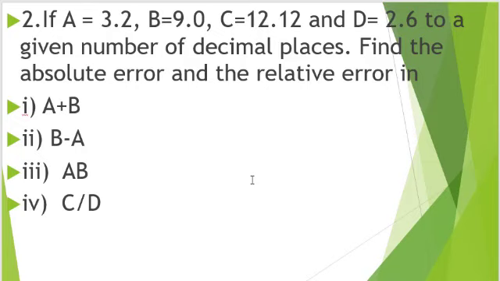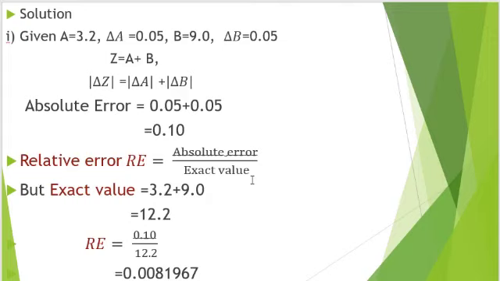That's the first part, Roman 1. Roman 2, B minus A. Roman 3, AB. Roman 4, C over D. Remember here we are getting two things, absolute error and relative error. Our first solution. Now here, Roman 1 is talking of addition, A plus B.